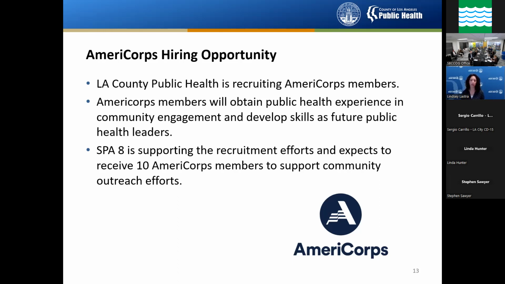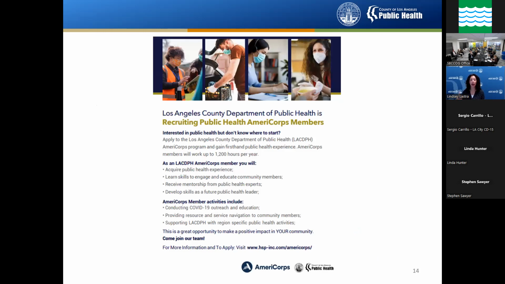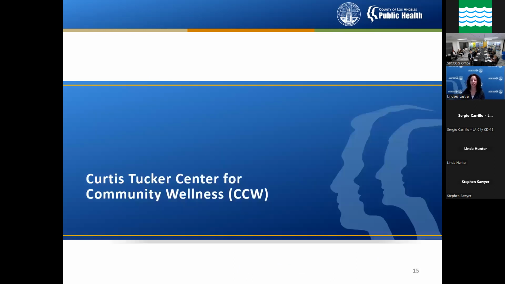And so we are inviting folks who are interested, who are students, who need a part-time job. They will gain experience and get paid a stipend. For SPA 8 specifically, we are in the process of hiring 10 AmeriCorps members. So if any of you know of people who might be interested, in your packets you have this flyer. The link is on there and people are welcome to apply. And we are, like I said, actively hiring. We're doing interviews.